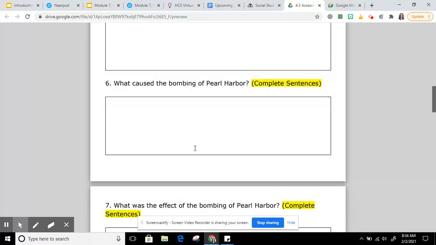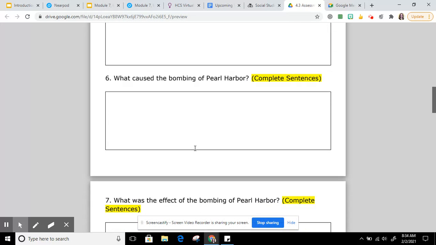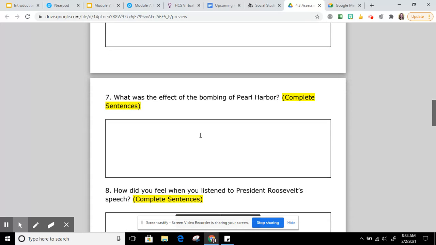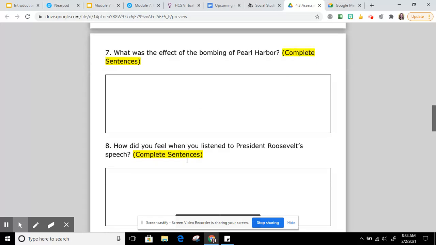Number 6, what caused the bombing of Pearl Harbor? You're going to answer that in complete sentences. 7, what was the effect of the bombing of Pearl Harbor? What effects, because that bombing happened, what did it lead to? What were the effects of it? You're going to answer that in complete sentences.